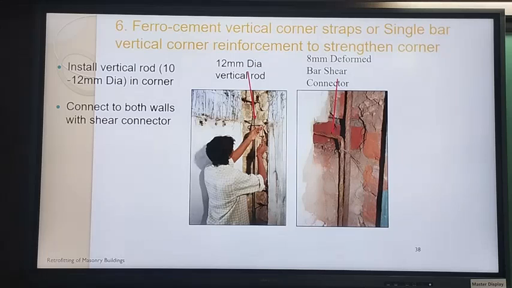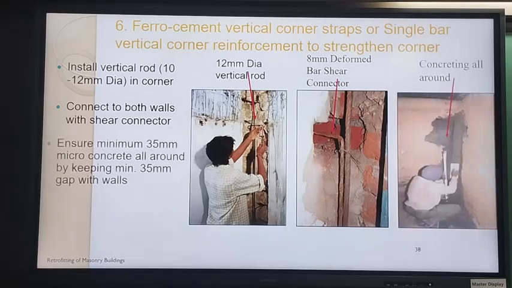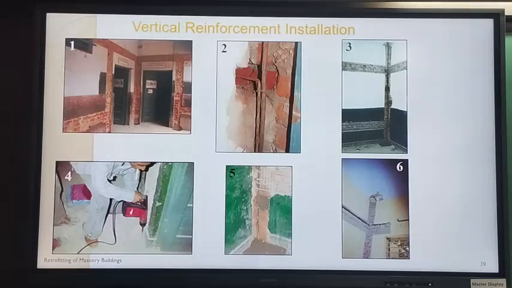Once again, in this you have a shear connector put in, and you do concreting of that, so you have all the shear connectors in proper position, and then the rod is connected, and then it is encased. So here the rod is about 35 to 40 millimeters away from both the walls, so that you have proper concreting going all around the vertical rod. Alright, these are a few examples.